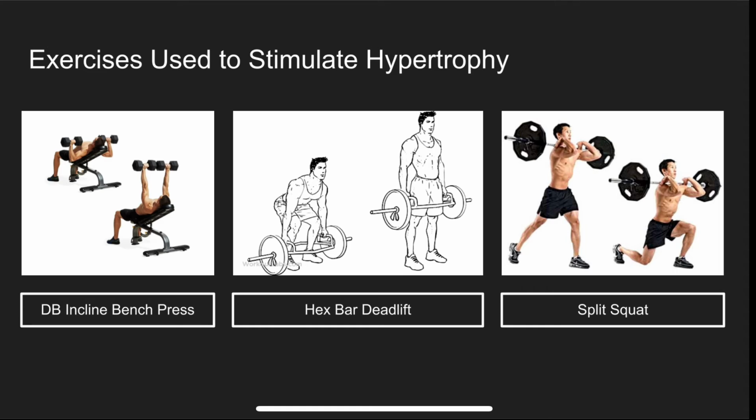By executing strength exercises within the range of the acute variables listed before, one can stimulate muscular hypertrophy during strength training. Below are 3 exercises that can be used to stimulate muscular hypertrophy. There is a dumbbell incline and bench press, hex bar deadlift, and a split squat. Links to videos of each of these exercises being performed will be provided in the discussion thread.